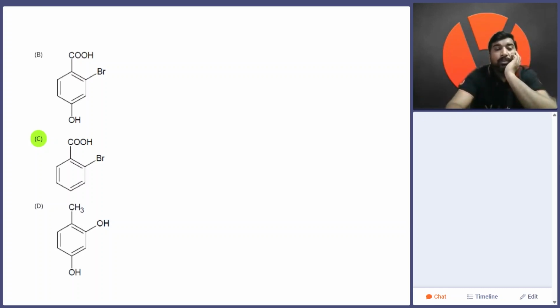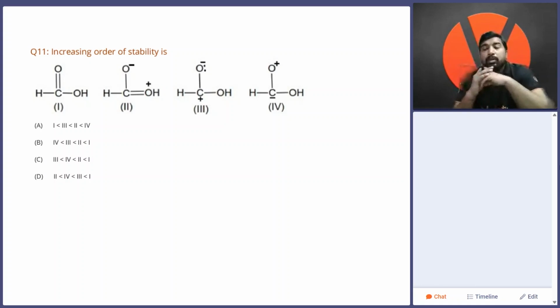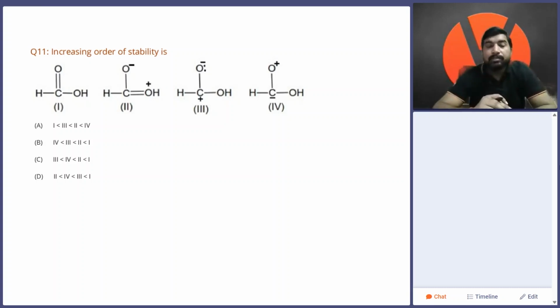Now here is question number 11 which we need to discuss. So for the stability of a resonating structure, first you have to find the number of pi bonds, or the compound in which the octet of all elements is completed and no charge separation is present. So in all the given structures, the first structure has one pi bond, the octet of all elements is completed in this case, and also there is no charge separation.